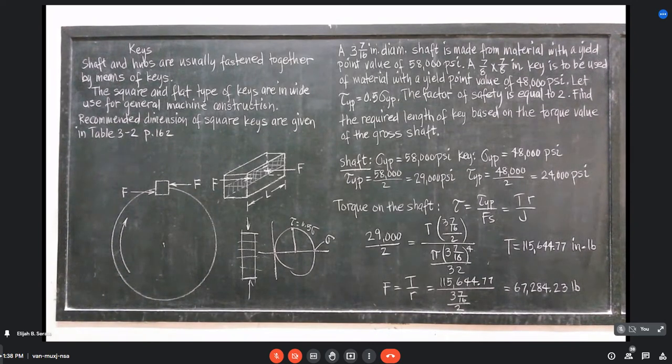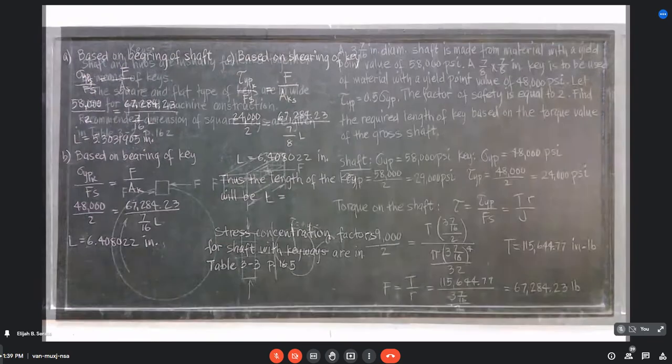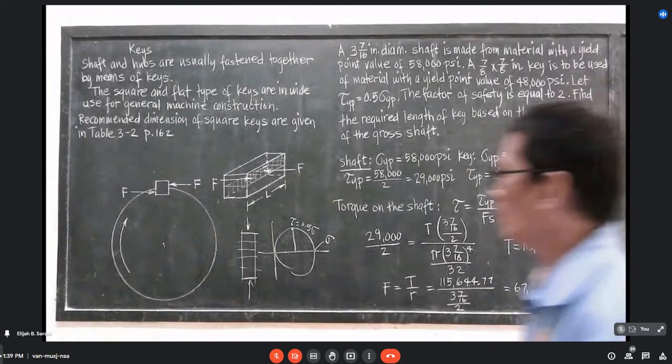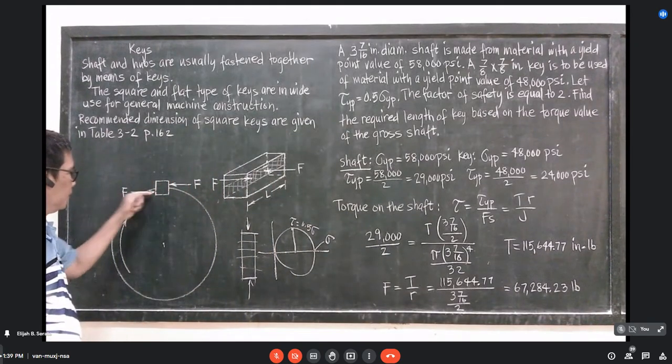Okay, so let's start our analysis. We already have a force acting on the surface of the shaft that is pushing, or pressing on, the key. The first analysis is based on the bearing of the key. Let's go back. This is the key and it is being pushed by the surface of the shaft here.